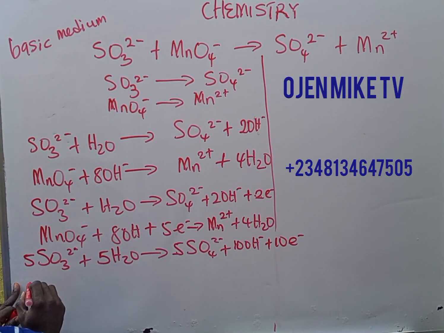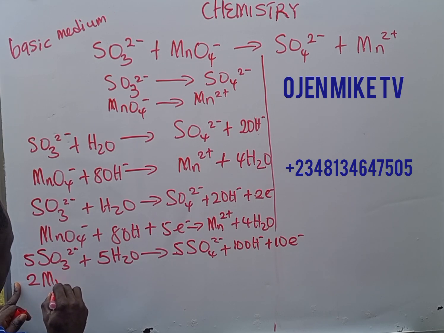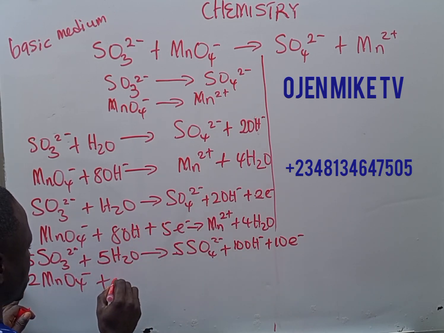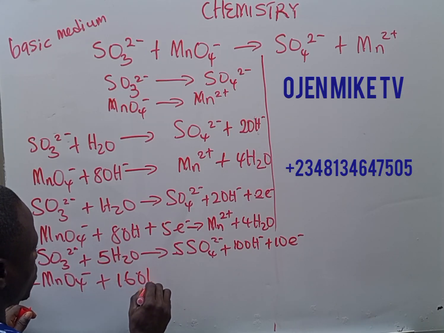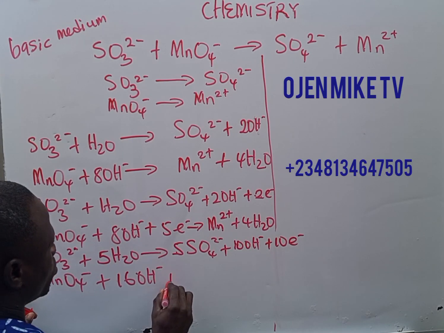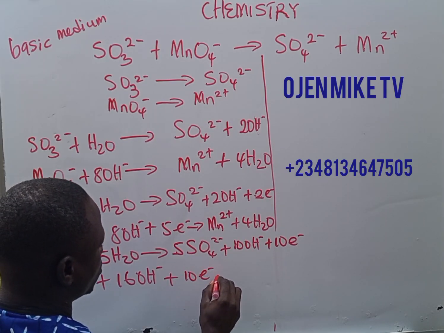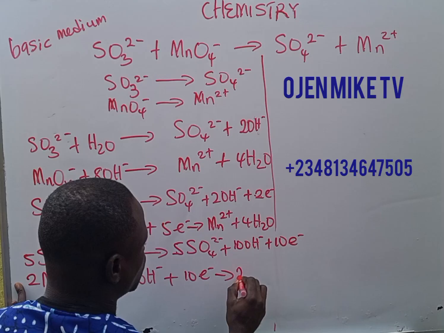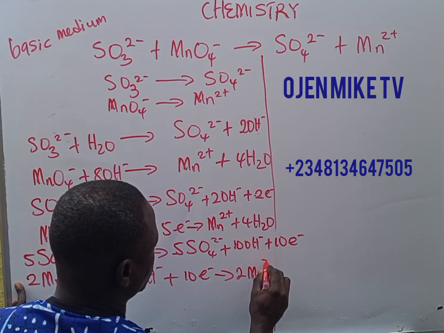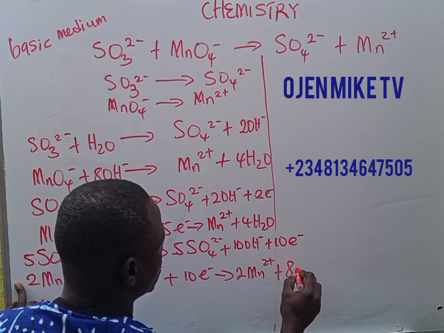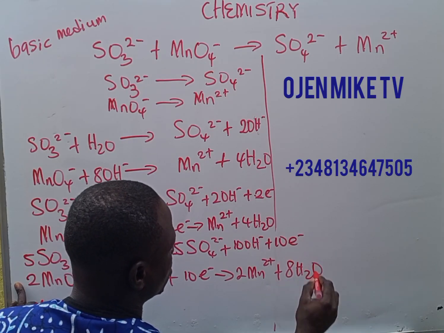The next thing we are going to do the same thing in this one. 2 times this one gives us what? 2 MnO4 minus plus 2 times gives us what? 18. 2 times, sorry, 16 OH minus plus what? 10 electron gives us what? 2 Mn 2 plus what? 2 times 4 gives us what? 8 H2O, water. You get that?